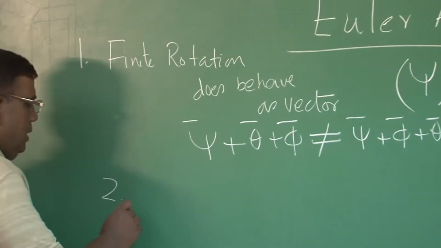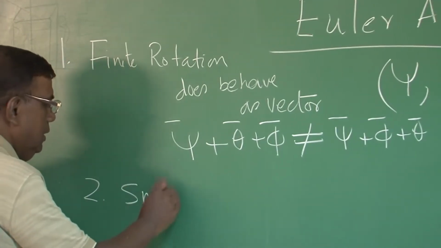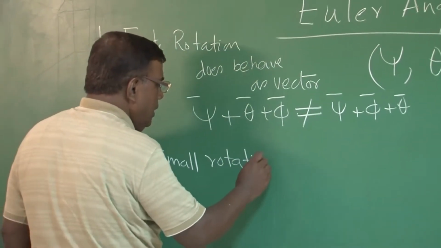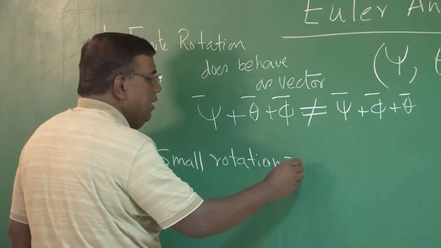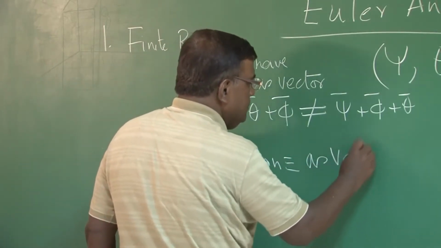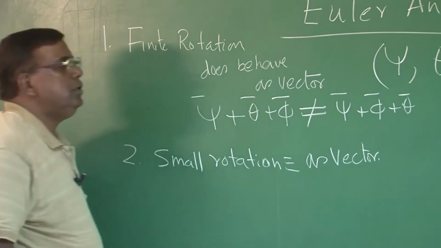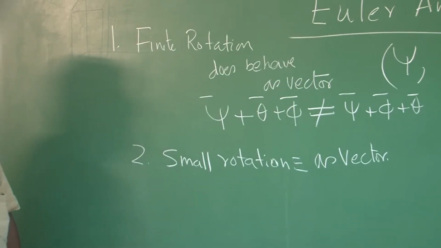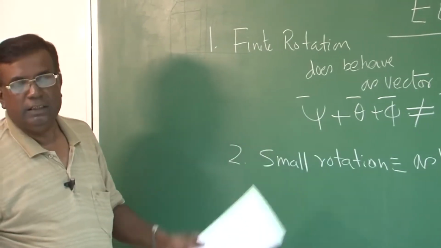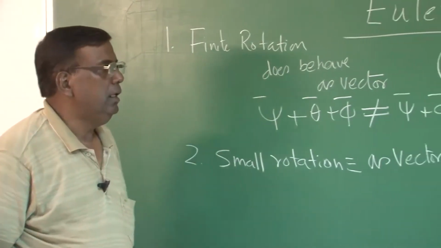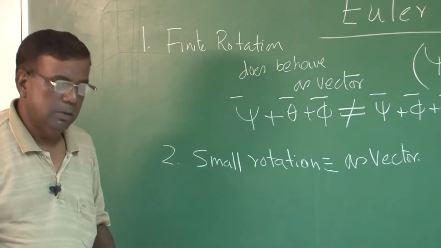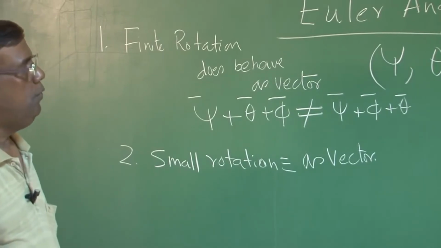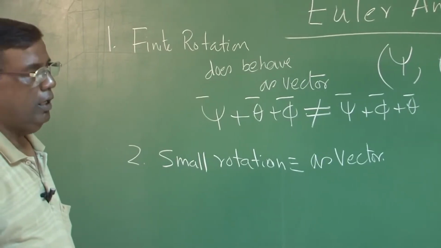However, small rotations do behave as vectors. These are two things we should keep at the back of our mind, and it's very easy to see that this is indeed true. Now with this understanding, we should go for defining the Euler angles.